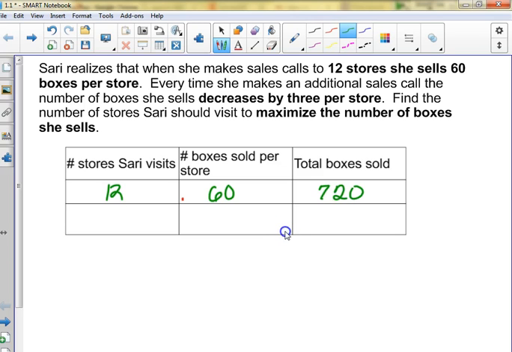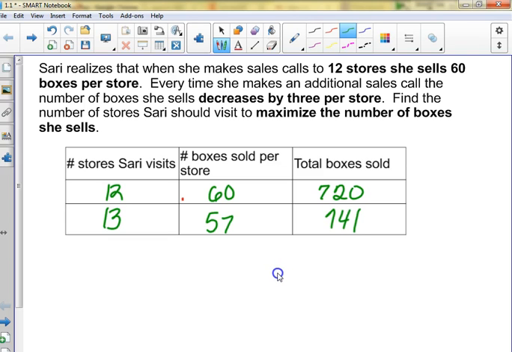720, I think. Okay. Every time she makes an additional sales call, the number of boxes decreases by 3 per store. So what would this go down to? This would go down to 57 if she goes to an additional store, it says, right? Okay, so anybody want to do that for me? What's 13 times 57? Thank you.